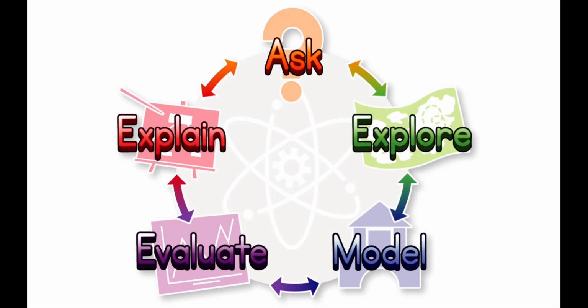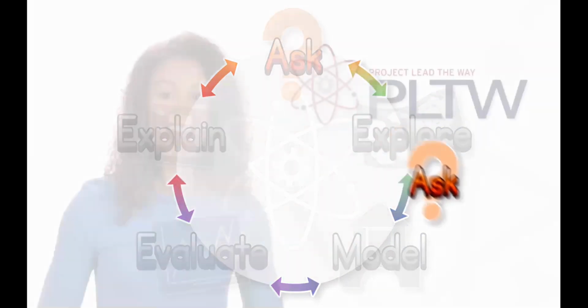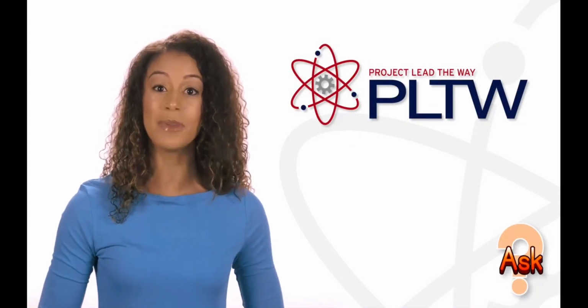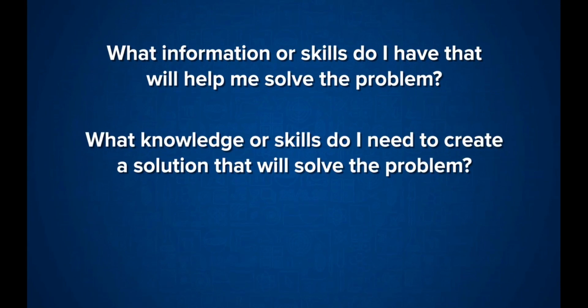The first step in using a design process is ask. It's important to understand the problem before you look for a solution. Engineers ask questions to decide what information or skills they need to be able to develop a solution. What information or skills do I have that will help me solve the problem? What knowledge or skills do I need to create a solution that will solve the problem?